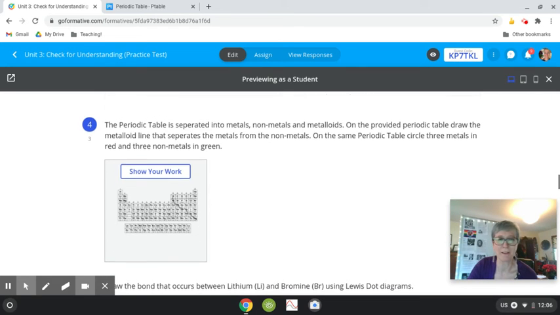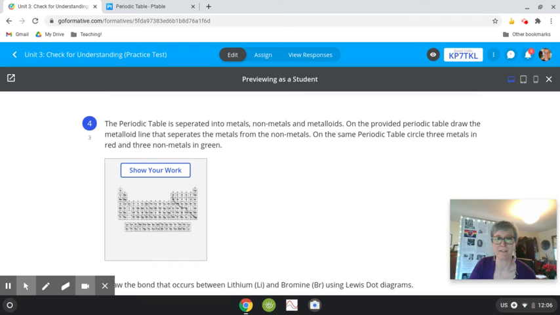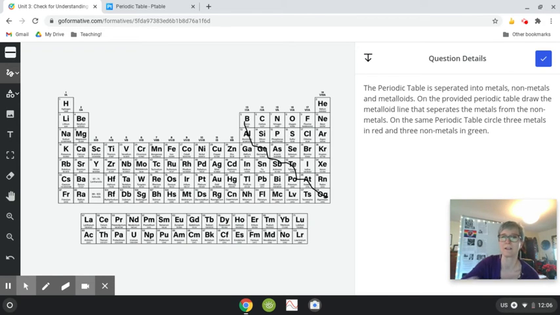Then number 4: the periodic table is separated into metals, nonmetals, and metalloids. On the provided periodic table, draw the metalloid line that separates the metals from the nonmetals, and on the same periodic table, circle 3 metals in red and 3 nonmetals in green. What's nice about this formative is when I click on show your work, you're going to see the question is here on the right of the periodic table. So when I did our tutorial, this line was still there, giving us a general line.